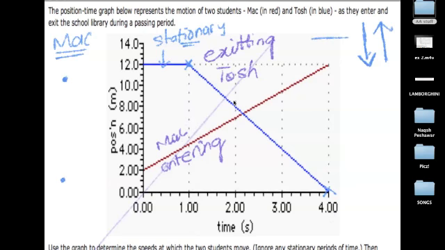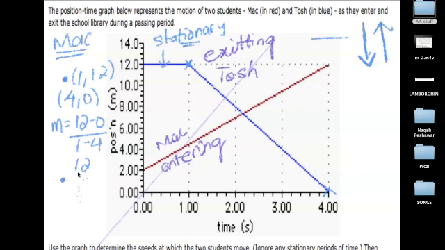Let's find out the gradient and see if I'm right or wrong. The first point is 1 and 12. The second point on the line is 4 and 0. Since this is a straight line, the gradient, the slope, will be the same throughout the line. The gradient is y2 minus y1, 0 minus 12, divided by x2 minus x1, 4 minus 1. So 12 over minus 3. The gradient is minus 4.